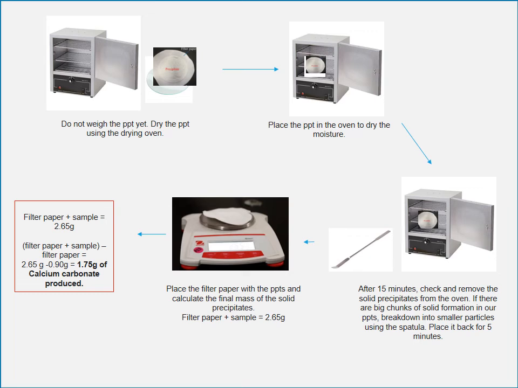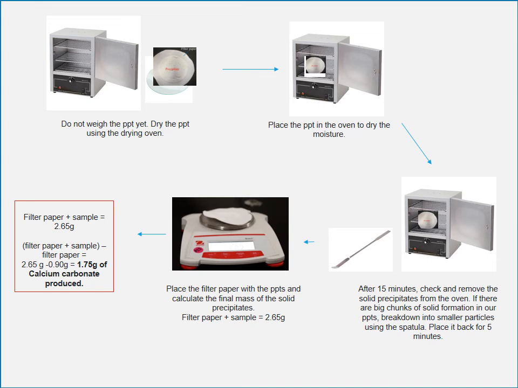Next, we place the filter paper with the precipitates and calculate the final mass of the solid precipitates. Okay, so after drying, we have to place our filter paper with the dried precipitates, and then determine the weight. So filter paper plus the sample, or your precipitates, is equal to 2.65 grams. Remember, before doing this process, we have already weighed our filter paper. On your left, you will see the filter paper plus the sample. Again, we have 2.65 grams.